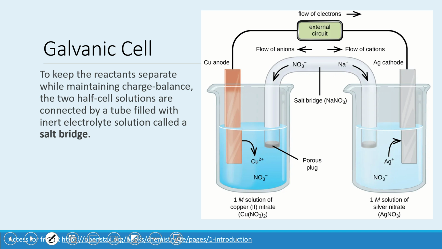And then same thing with the beaker with the silver cathode, is that you are depositing silver ions on that plate, and so you're removing the positive charge, and so you'll have to replenish that with the sodium ions from that salt bridge. Okay, so the purpose of that salt bridge is just to maintain charge. And then, of course, we're going to have electrons flowing from the anode to the cathode.